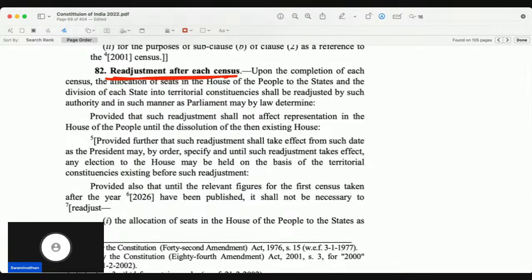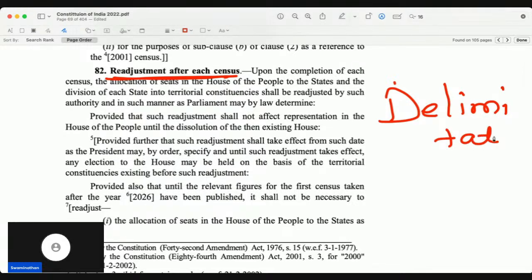So census is conducted after 10 years. After 10 years, there will be a process that will be called delimitation. This delimitation has to be conducted after every census. But as of now, due to population imbalance, this delimitation has been paused till the year 2026.